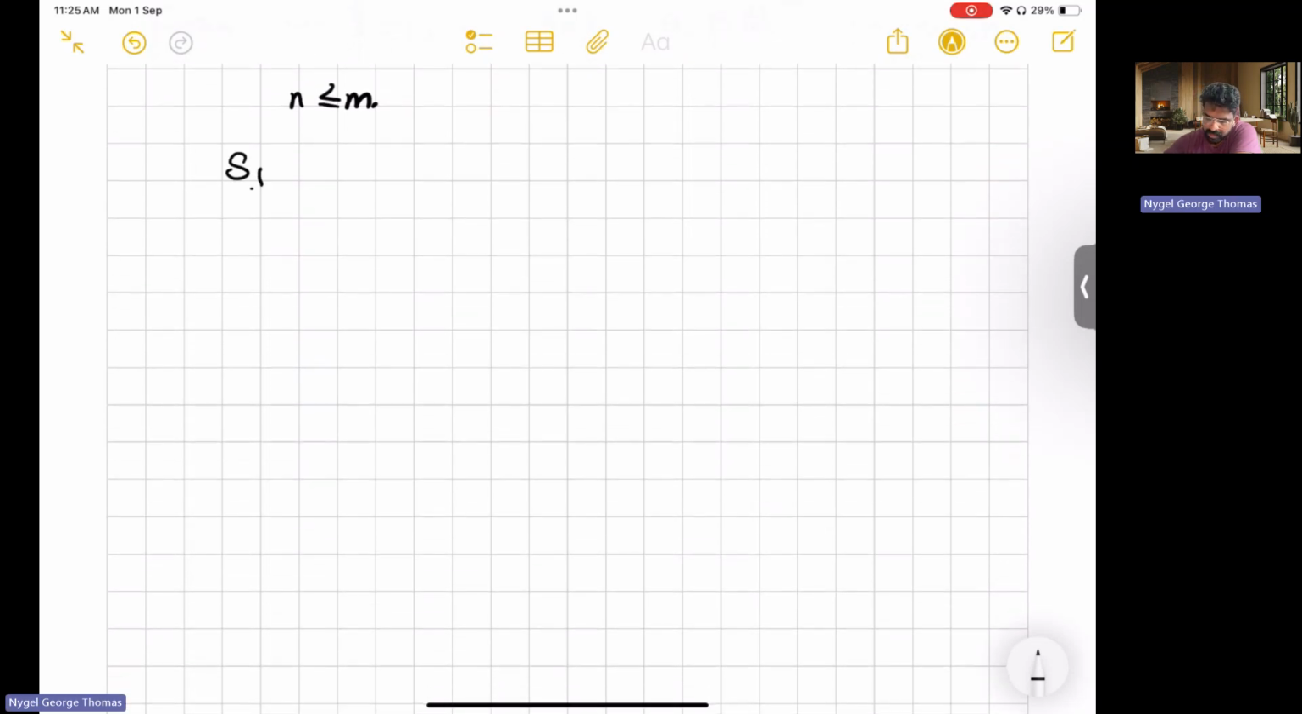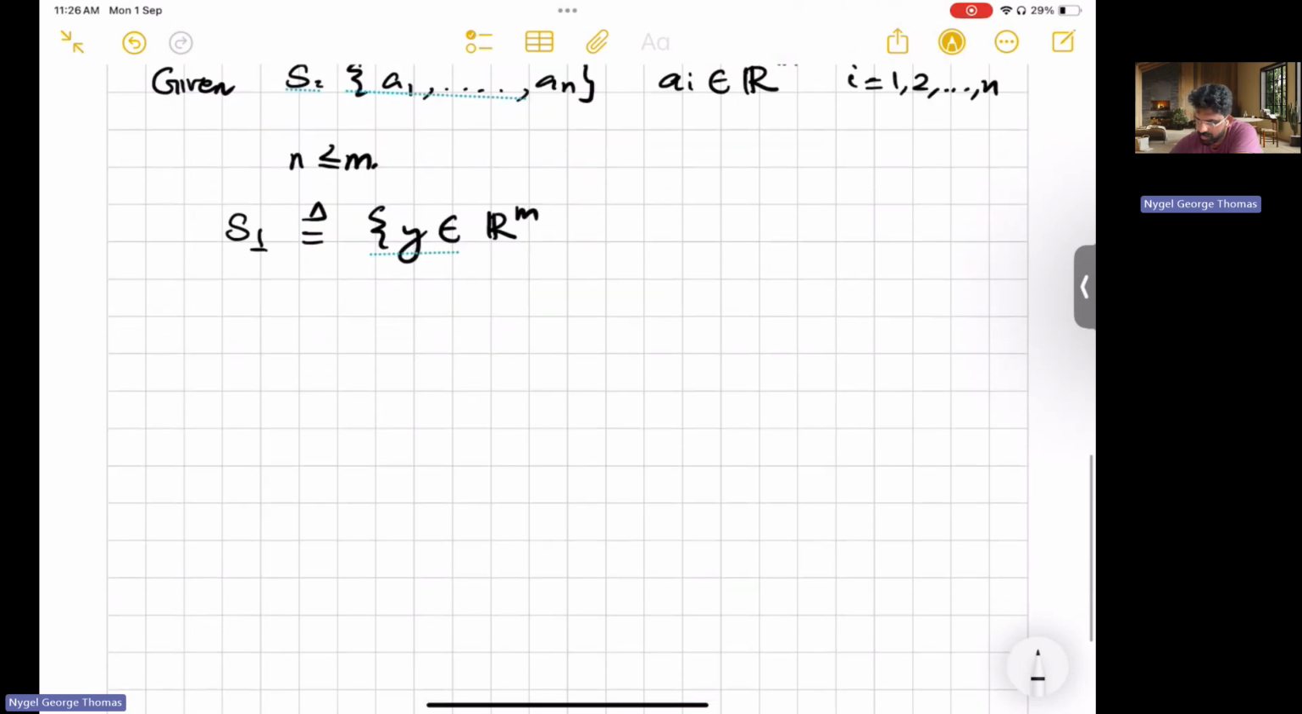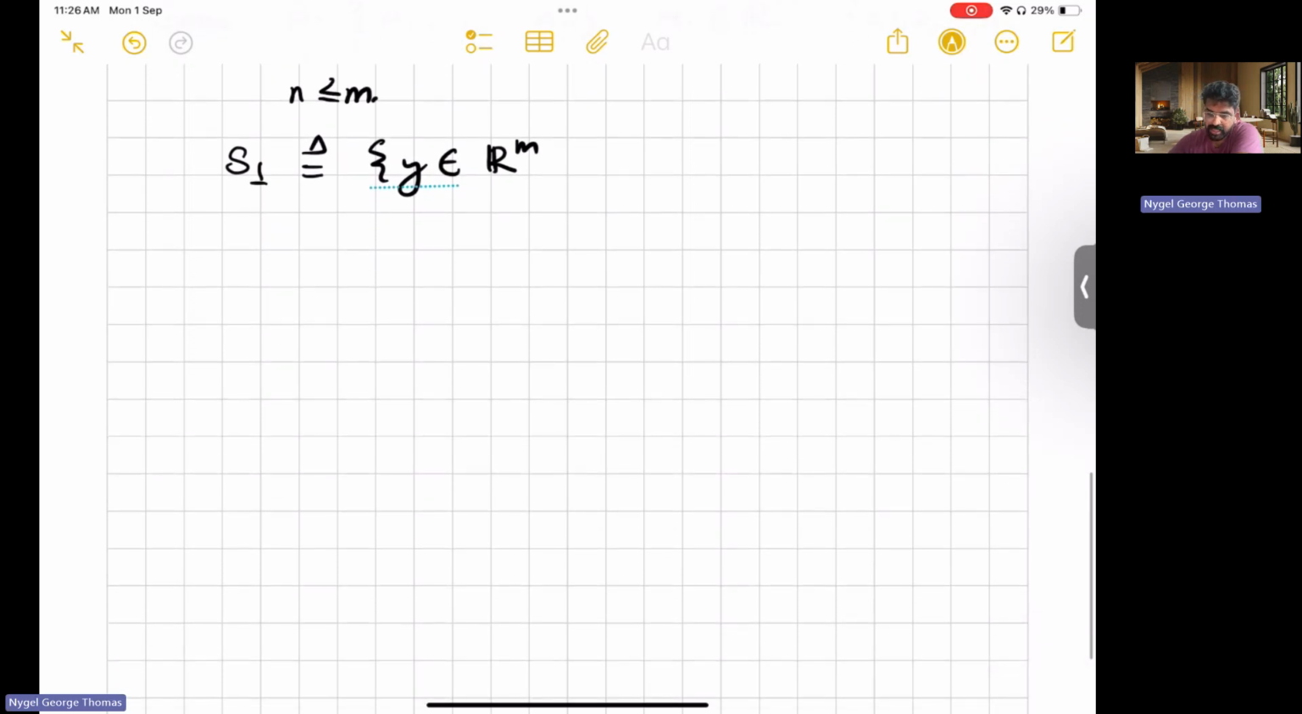Then the orthogonal complement of the space is defined as the set of all y's which are in Rm. So note this: the vectors in S are all m-dimensional, and the orthogonal complement vectors are also m-dimensional. They are the set of all such vectors which are defined such that y transpose x is equal to 0 for all x belonging to S.